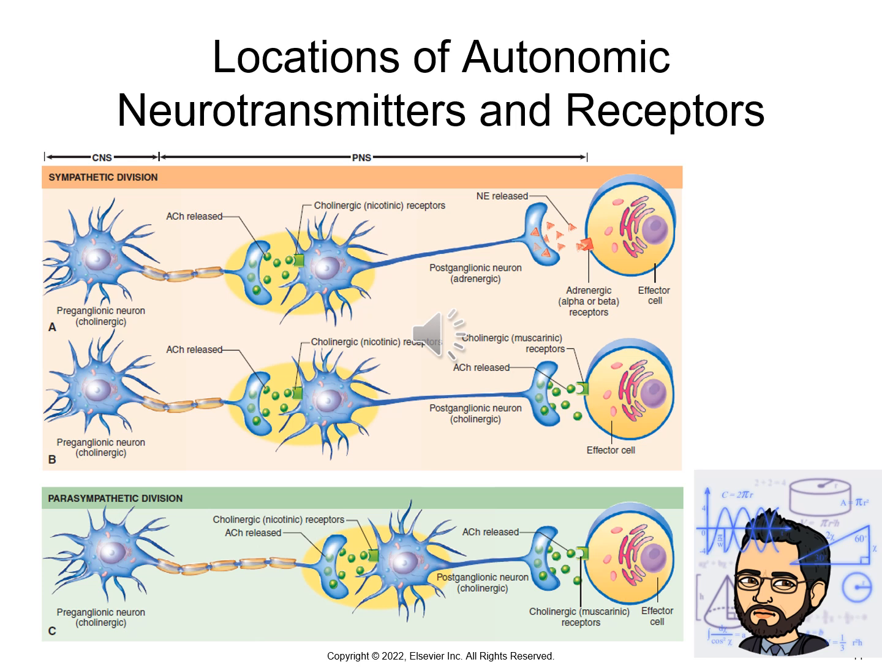I'm reading the caption from the image, 22.5. It says most sympathetic postganglionic fibers are adrenergic, secreting norepinephrine, thus stimulating alpha or beta adrenergic receptors, and a few sympathetic postganglionic fibers are cholinergic, stimulating muscarinic receptors in effector cells. All parasympathetic postganglionic fibers are cholinergic, stimulating muscarinic receptors in effector cells.